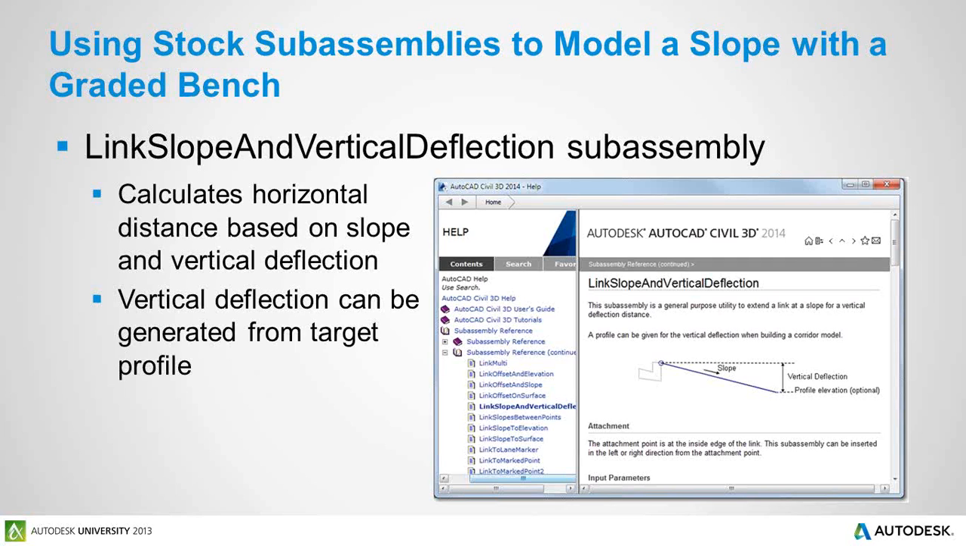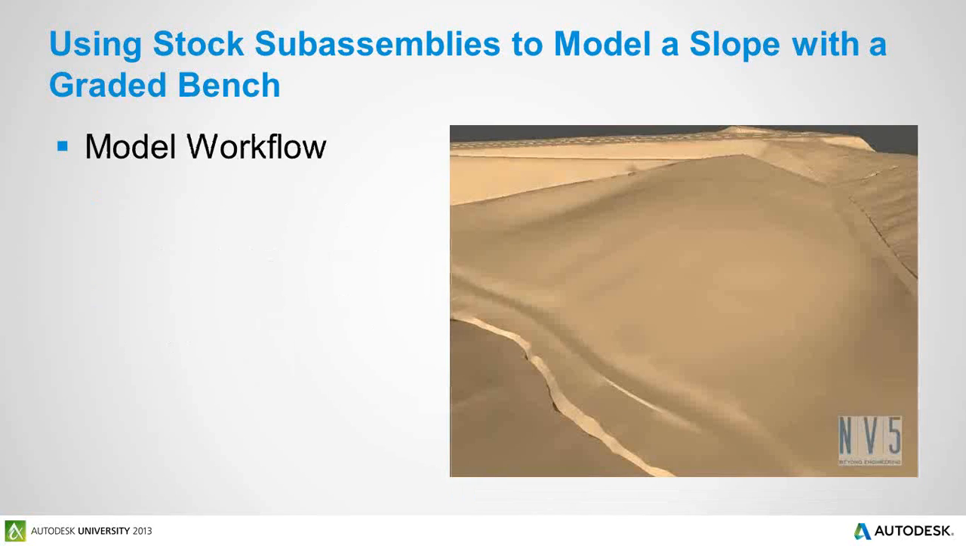slope. All right. Another benefit of this, if we look further in the help, we'll see that the vertical deflection value can be generated at each section from a target profile. So that will then allow us to profile the bench, and then the slope will automatically adjust the width to accommodate the elevation of the bench. All right. Real neat tool. We're going to hopefully see that in production.